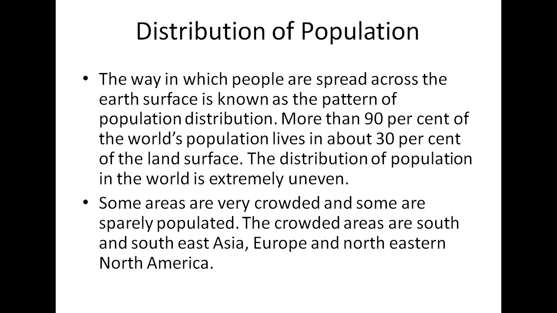Now the crowded areas are South and Southeast Asia. Now we are going to tell about the basic areas. In terms of facts, they have said that the crowded areas in the entire world are South and Southeast Asia, Europe, and Northeastern North America. So these are the particular areas where you can find the maximum distribution of population.